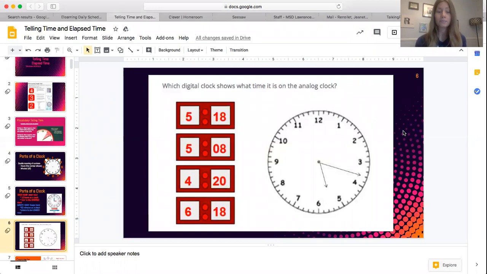Here's an example. It says, which digital clock shows what time is on the analog clock? Well, first, I need to identify my hour hand and my minute hand. I know the hour hand is shorter than the minute hand. So let me draw my hour hand. So right here is my hour hand. First I'm thinking, okay, the hour hand has been ticking around the clock and it is past the 5. So that means it's in the 5 o'clock hour.